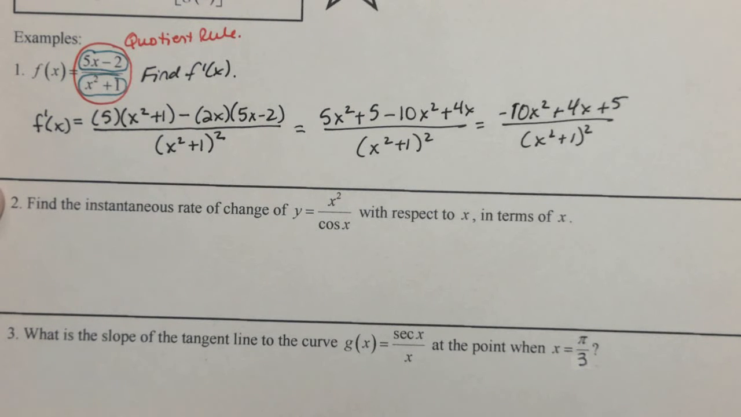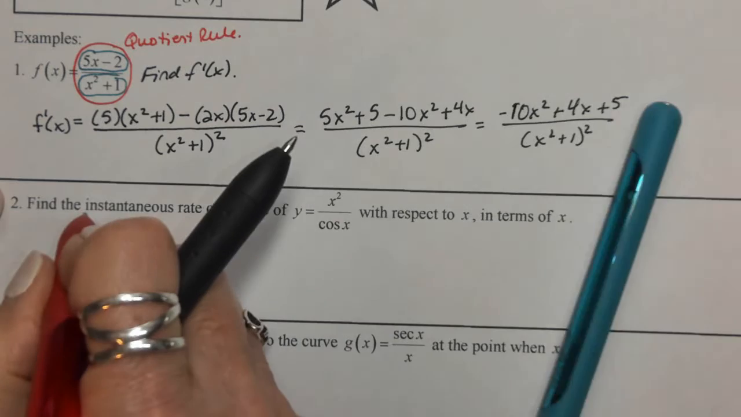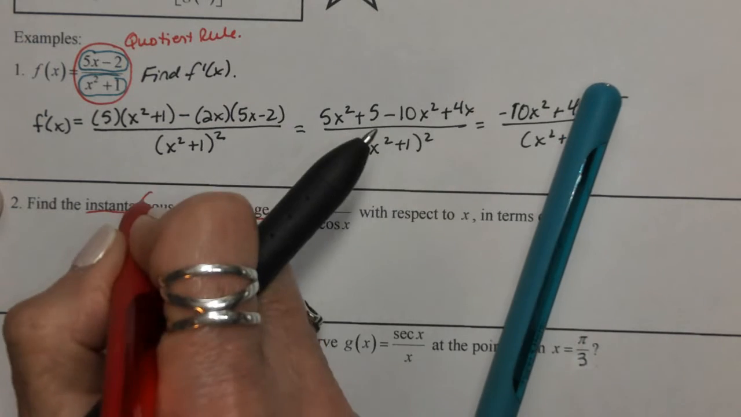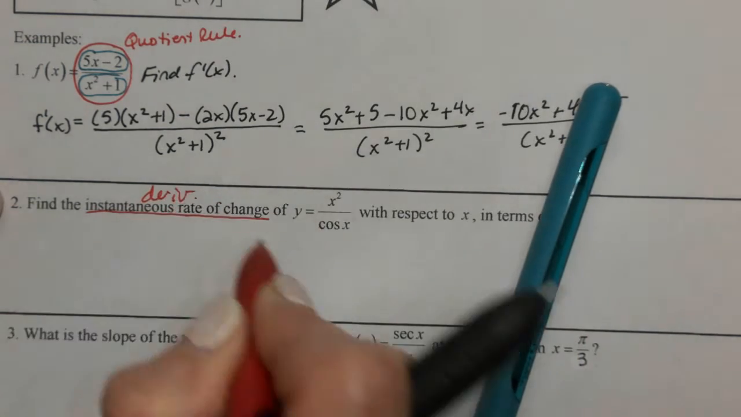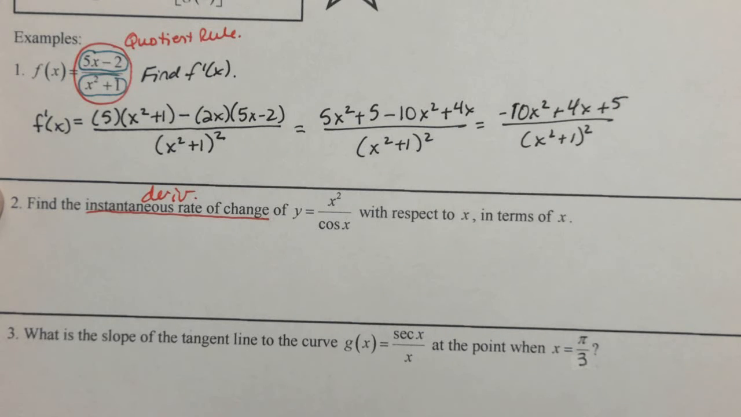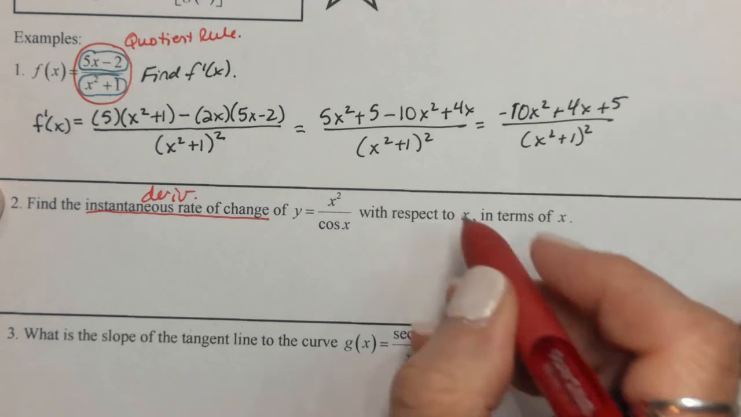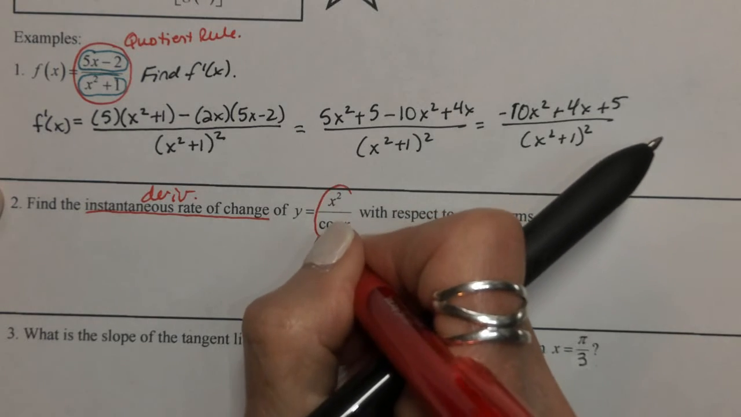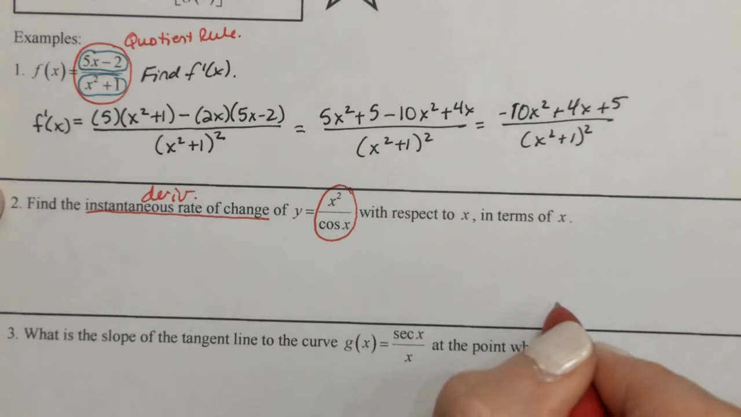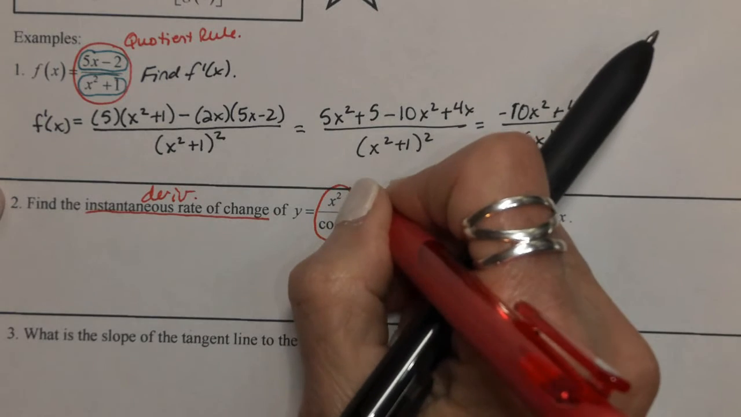Number 2, find the instantaneous rate of change. That's another word for derivative. IROC, instantaneous rate of change, of y is equal to this function in terms of x. So we'll have x's in our answer. Well, I see two things being divided, so we are going to use the quotient rule.